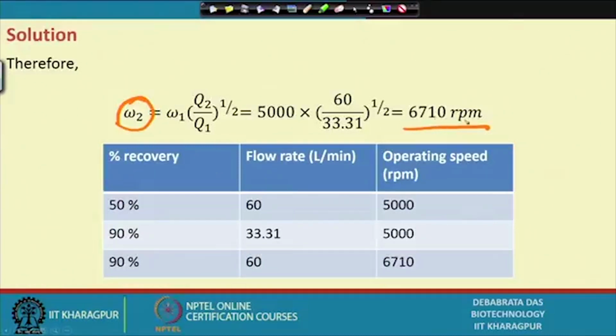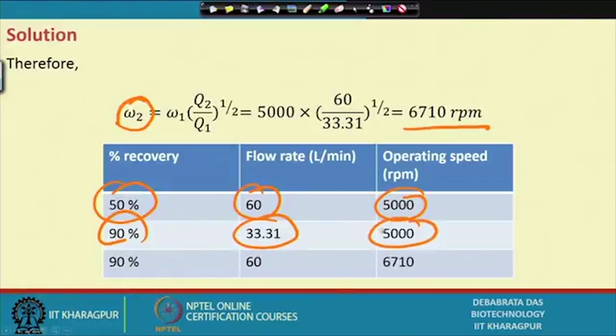This omega 2 value we can calculate comes out to about 6710 rpm. This is summarized in the table: at 50% recovery of solid at a flow rate of 60 liters per minute, the operating speed is 5000 rpm, but for 90% solid separation, the flow rate should be reduced to 33.31 if you want to maintain the same operational speed. But for 90% recovery, if you want to maintain the same previous flow rate, then the rotational speed of the centrifuge machine will be increased to 6710 rpm.